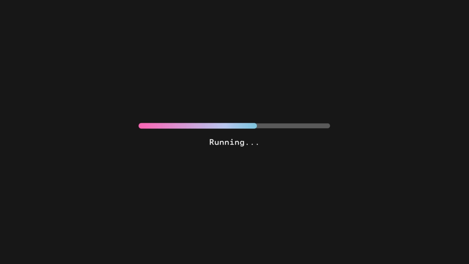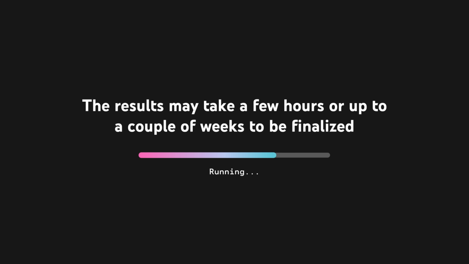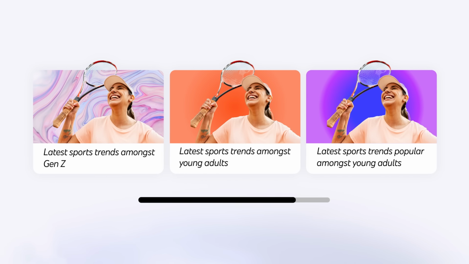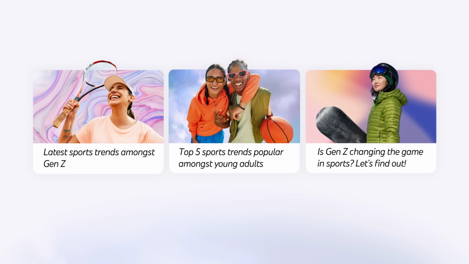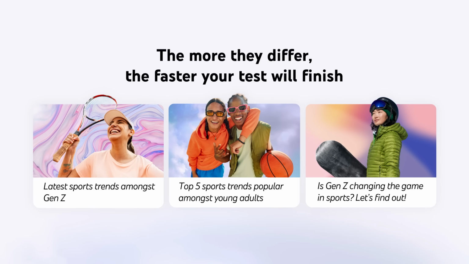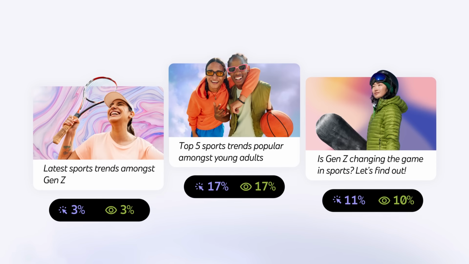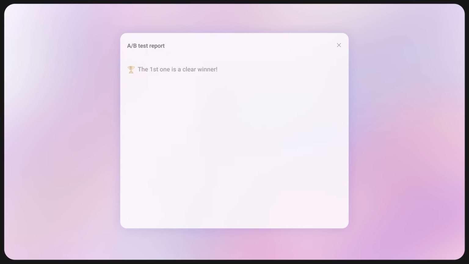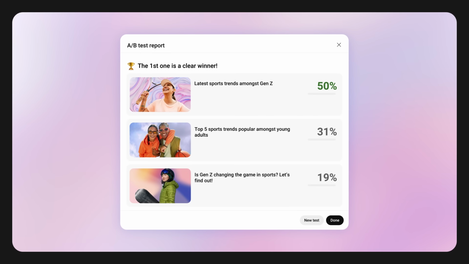If you let the test run, the results may take a few hours or up to a couple of weeks to be finalized. How long it takes to get the results is affected by factors like how similar your titles and/or thumbnails are. The more they differ, the faster your test will finish. And your video traffic. The more impressions that your video receives, the faster your test will finish. Once the test is finished, the test report will show the results.